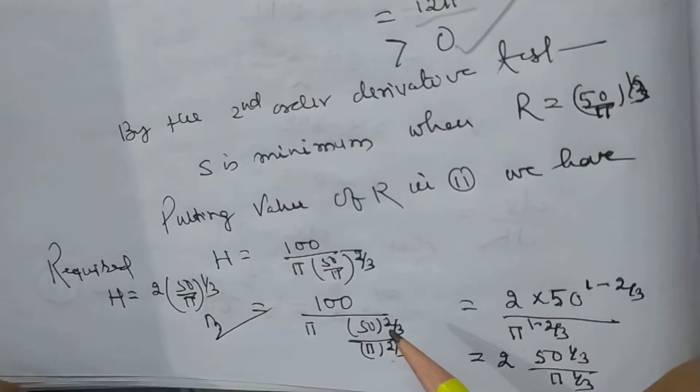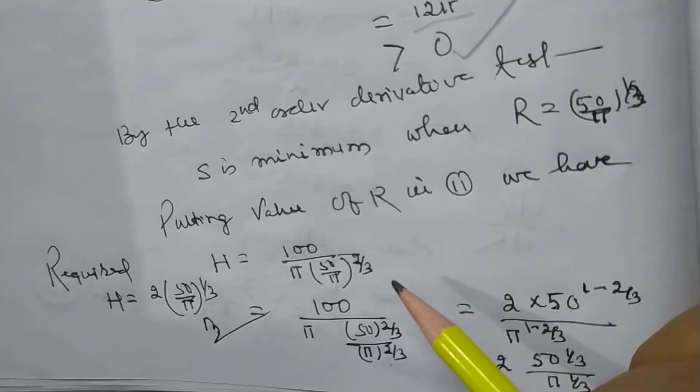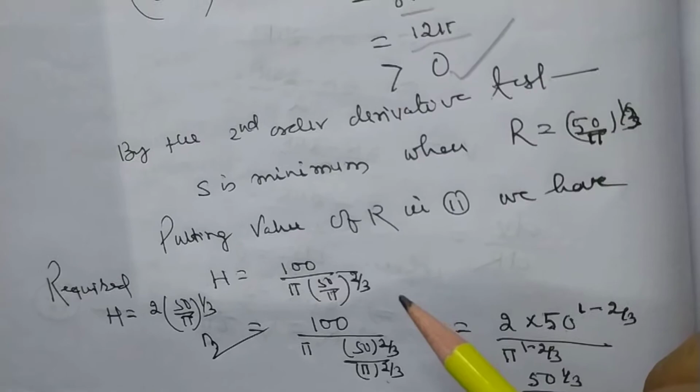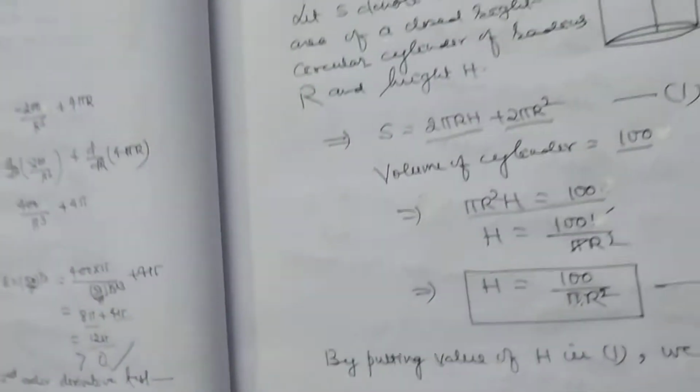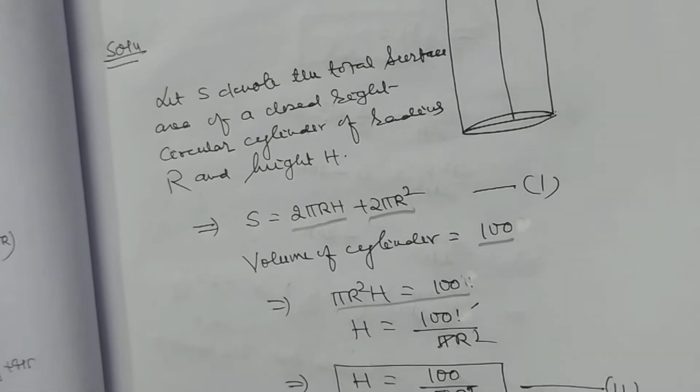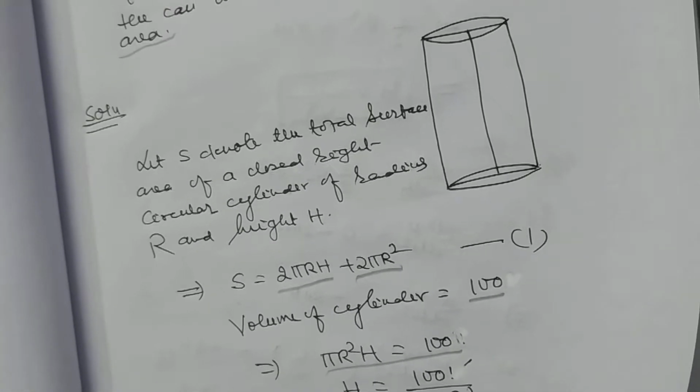In this way, we can find the radius and height where the surface area is minimum. Now, I want to solve this. This problem was also asked in the board. So now, it is very, very important. You must go through this problem.